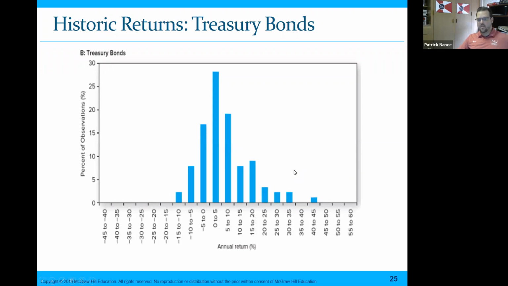Treasury bonds, a little bit more skewed. We have almost a bell curve here, not quite, but close. Looks like we have a little bit of kurtosis maybe on one side, but we see that the average generally stays within the -5 to the 10 to 15 range. Overall, that would be probably about my standard.